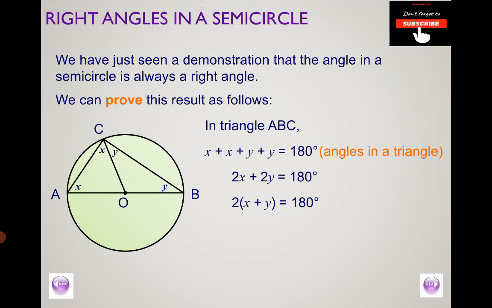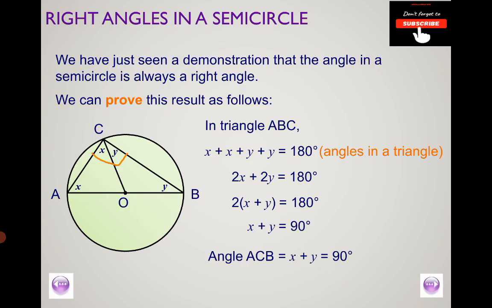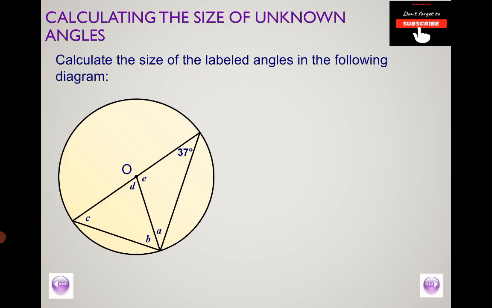Okay, so we are saying dividing both sides by 2 will give us 90 degrees. So x plus y is equal to 90 degrees. Therefore, we can conclude that this angle here is 90 degrees. So we have proved formally that an angle in a semicircle is equal to 90 degrees. All right, so let's apply this theory in solving real-time problems: calculating the size of unknown angles in a circle, in a semicircle, to be specific.